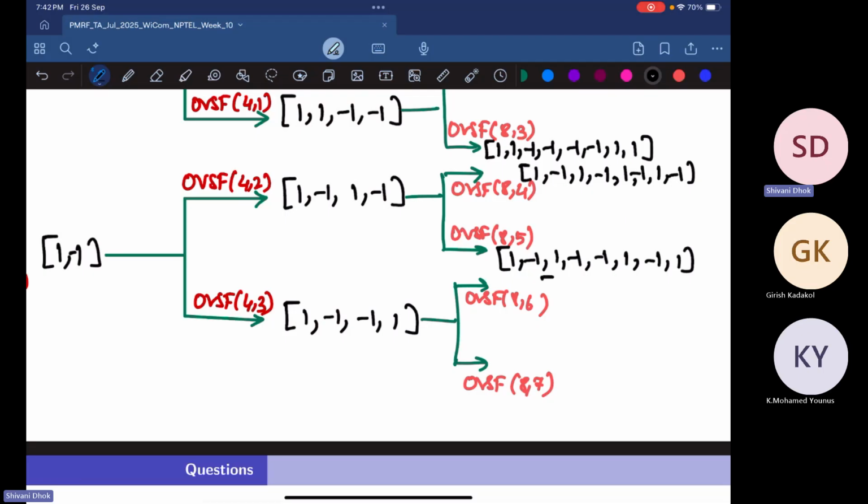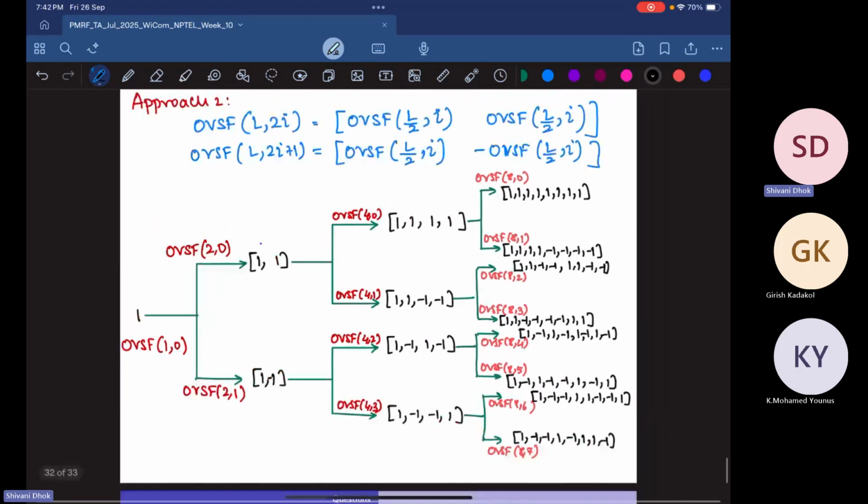Now for the sixth one, we'll have 1 minus 1 minus 1 1, and same thing repeated, 1 minus 1 minus 1 1. And for this one, we'll have 1 minus 1 minus 1 1, and now the signs will change: minus 1 1 1 minus 1. So this is how we'll construct the codes with the help of that OVSF structure. Is it clear till this point? Any questions?